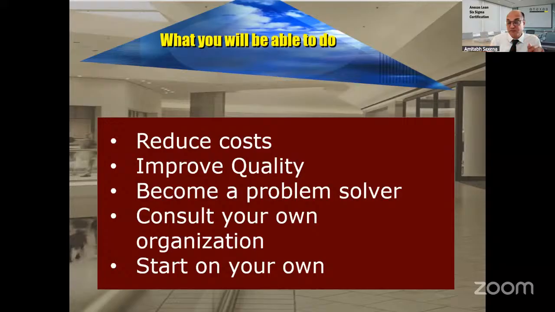And once you become a green belt or a black belt, you can reduce the cost, improve the quality, become a problem solver. You can consult your own organization, and you can start on your own also. If you want to complete the journey of master black belt, in 2 to 3 months, you can become a master black belt. We guide you through the whole path.